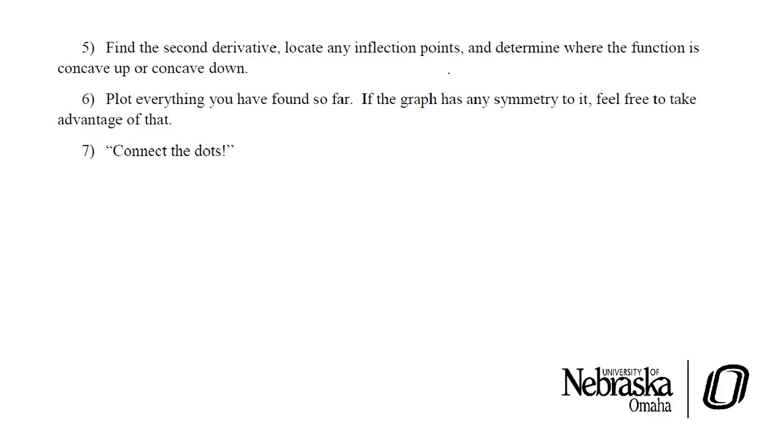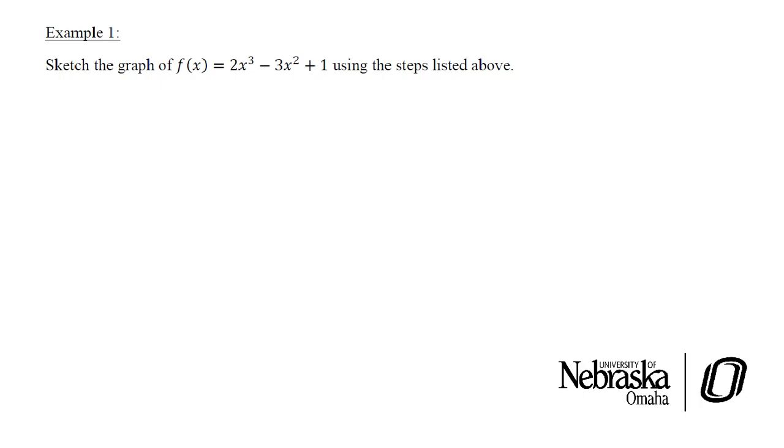Okay, all right. So, first example, sketch the graph of f of x equals 2x cubed minus 3x squared plus 1 using the steps listed on the previous slide, so on page 63. So the first thing you want to find is the domain. So step number 1, our domain, there's no restrictions for this one. There's no denominators, there's no radicals, so our domain is negative infinity to infinity.